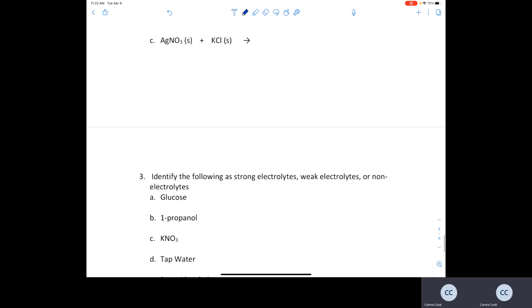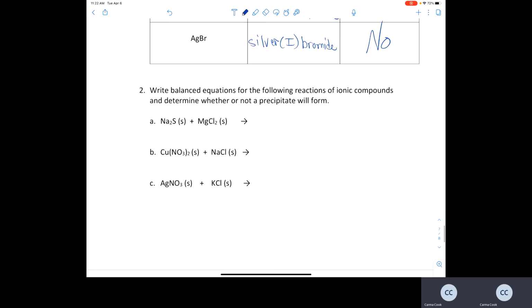The next question, we're writing balanced equations for these reactions between two ionic compounds. And then we need to decide whether or not a solid precipitate will form. Basically, we need to decide if one of the ionic compound products is insoluble or not, and therefore it will form a solid precipitate if it is insoluble.